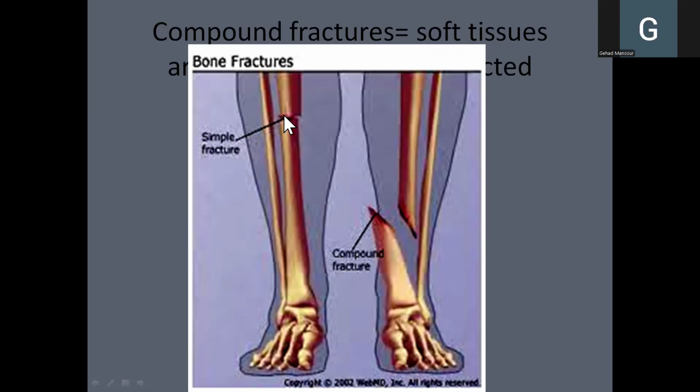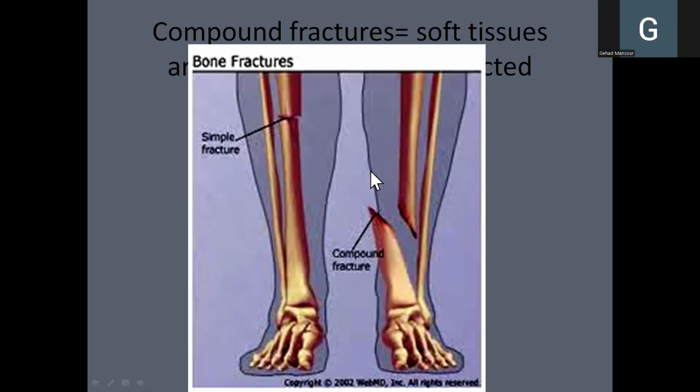We have simple fractures when the injury involves only the bone and the two injured bony parts stay in place and are not displaced and do not have sharp ends that injure the surrounding tissues.